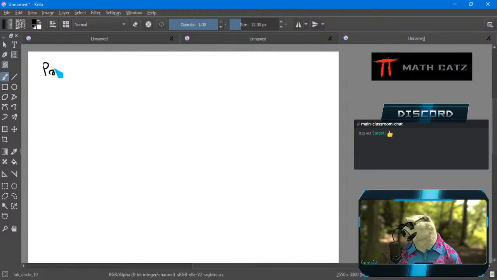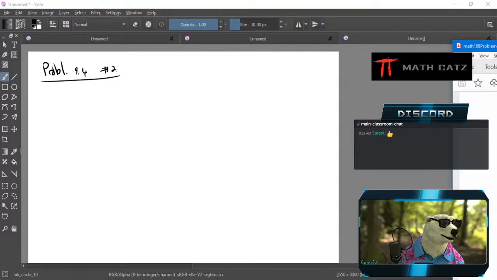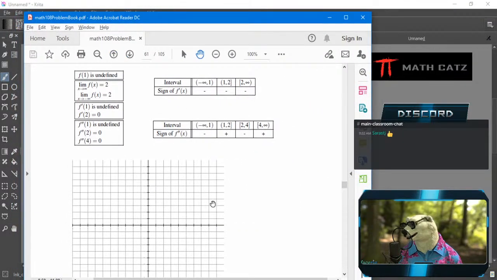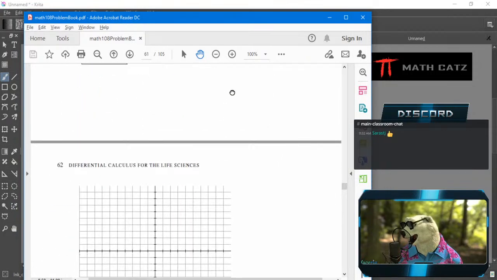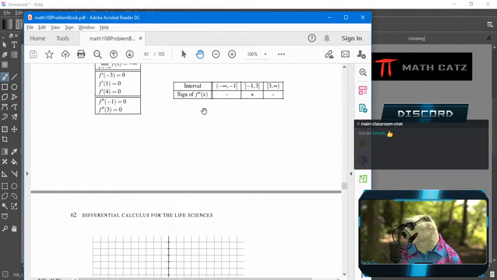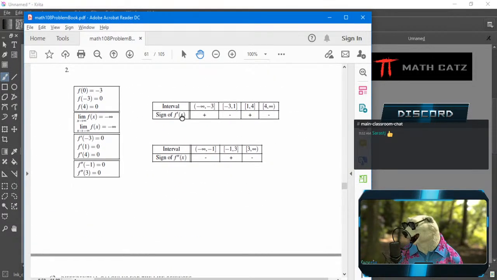Let's go to, why am I writing so big? That's better. Problem 9.4. Let's just do the next one. Number 2. Why not? I don't know which ones are good and bad. They're just questions. Now I have the graph spacing at the next page, so I just need to focus on that.